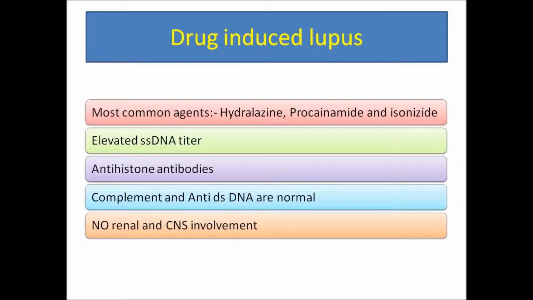In drug-induced lupus, the anti-double-stranded DNA is normal or only moderately elevated. Complement is not decreased, but we have elevated level of single-stranded DNA titer and anti-histone antibodies. Also, as I said, there is no renal and CNS involvement. It is a mild form of disease. Okay, and the condition will be corrected after discontinuation of the drug.